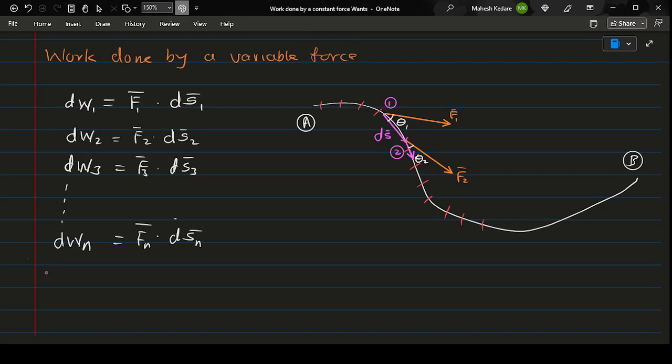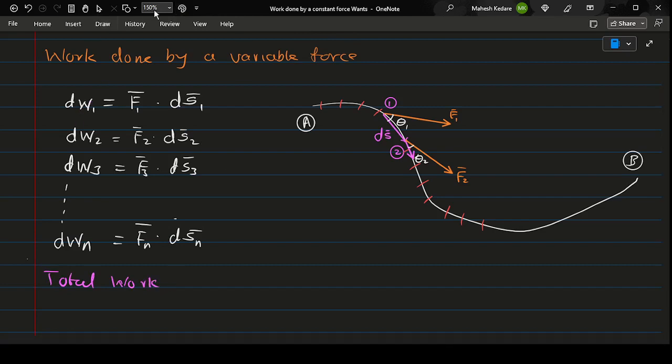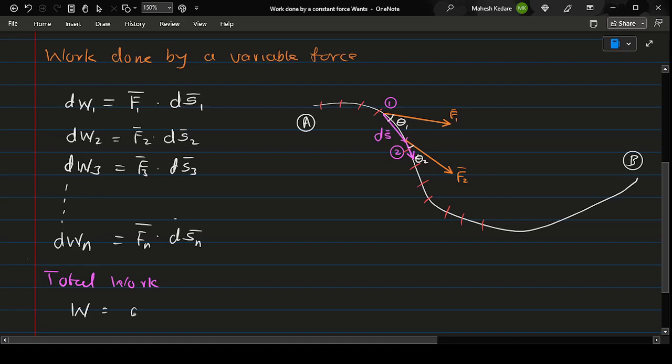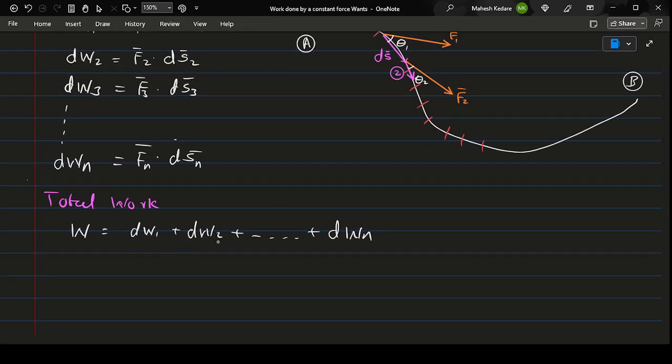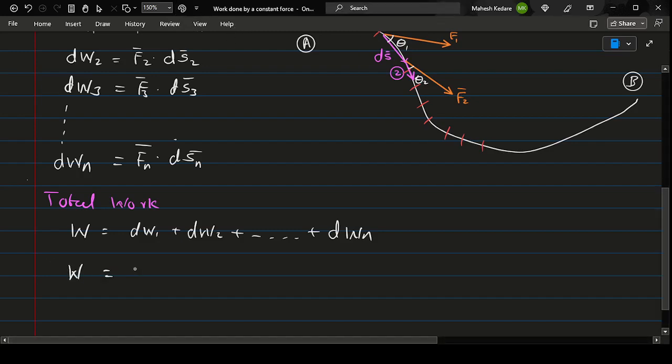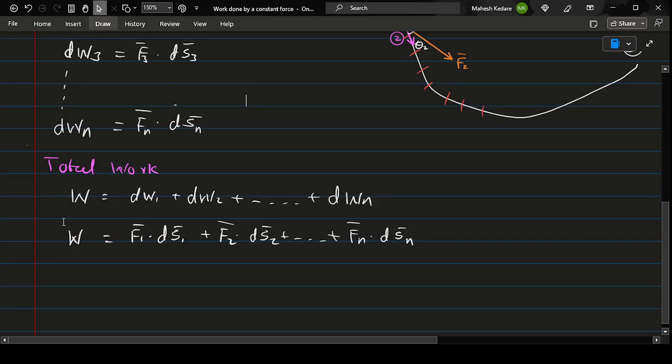Now the total work done in going from the point A to point B is the sum of these small work done in the individual displacements. So total work done W is equal to the sum of dw1 plus dw2 dot dot dot dwn. All the work done in all the small displacements is summed, and we get the total work done as the particle goes from point A to point B on the path as shown. So we can further write W is equal to F1 bar ds1 bar plus F2 bar. Finally, we get the total work done.